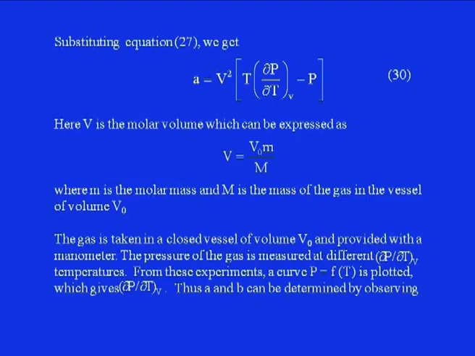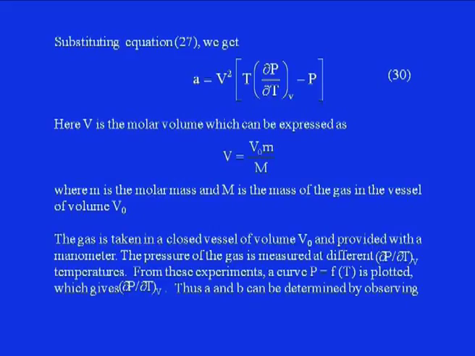Now there is another way to determine a and b, from the critical constants, as we told you a few minutes before. The values of a and b can also be obtained from the critical constants of a gas, meaning Pc, Vc and Tc. For a gas obeying the van der Waals equation, the critical constants, as I told you a few minutes before, are Vc equal to 3b, Tc equal to 8a by 27Rb, and Pc equal to a by 27b squared.